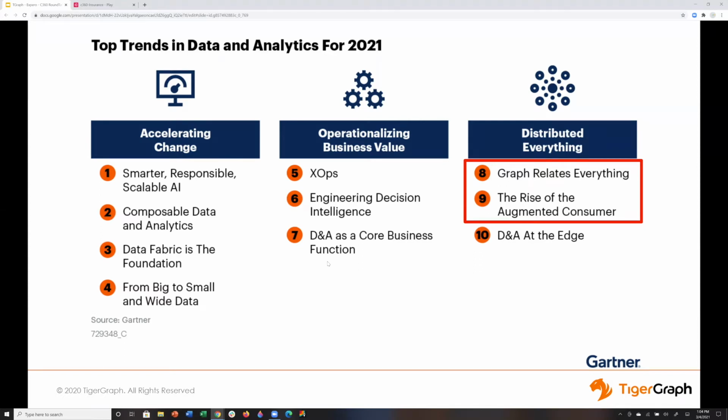So today we're going to really focus on graph and machine learning and how that transforms the data and analytics that support the augmented consumer and Customer 360. So next slide, please.